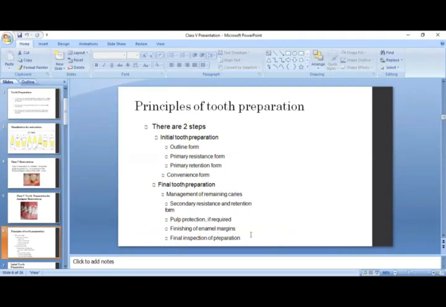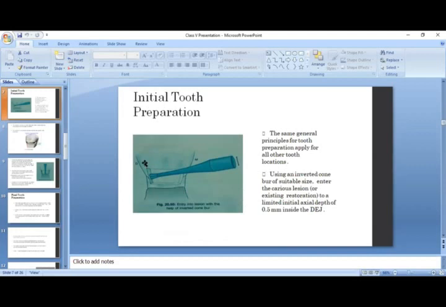Finally, the inspection of the cavity preparation before entering the next phase of the restoration. Inspection means that you can check your convenience form, your outline form, your resistance features, and your retention features, because the next stage is the filling of the tooth structure. At this point, the final inspection means that your cavity preparation is just completed, and now you are entering the filling of that carious area.